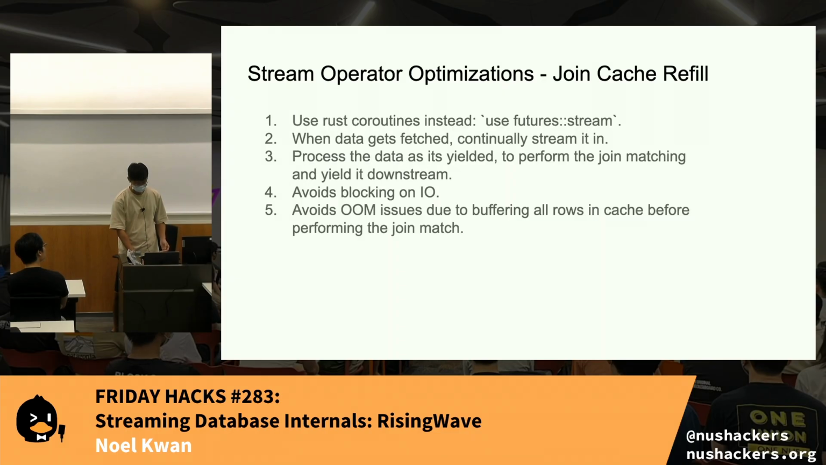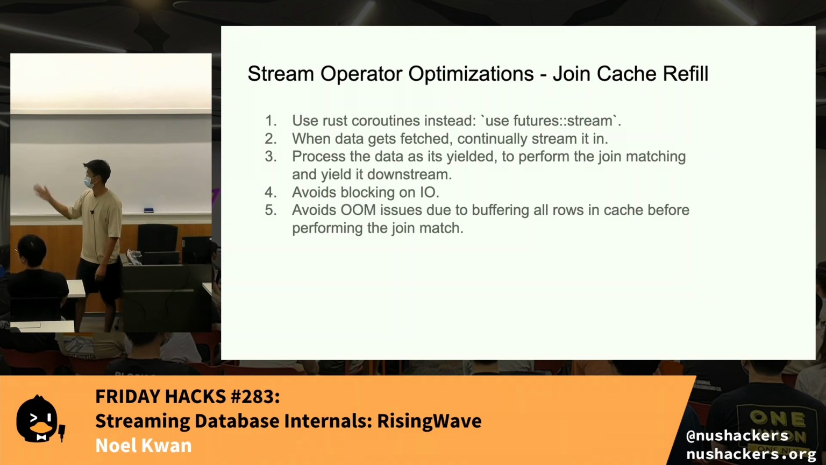So instead we refactored it to use Rust coroutines and future streams. When data gets fetched, we continually stream it in. We don't wait for everything to be fetched and buffered in our cache. Then we process the data as it's yielded to perform join matching and yield it downstream. This avoids blocking on I/O. It also avoids OOM issues due to buffering all rows in cache before performing the join matching. This is just one example of operator optimizations.